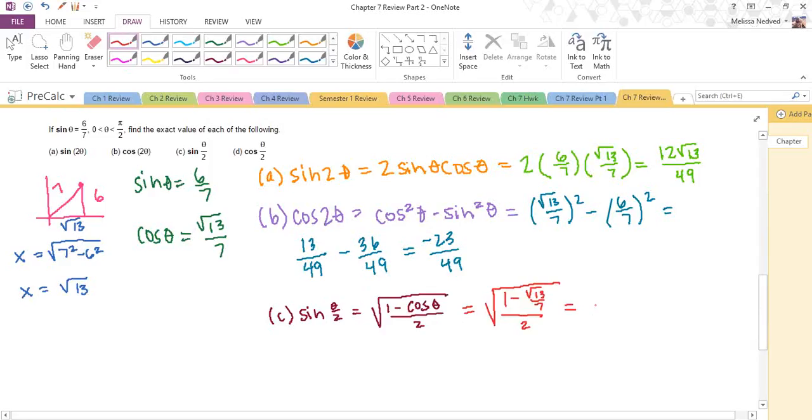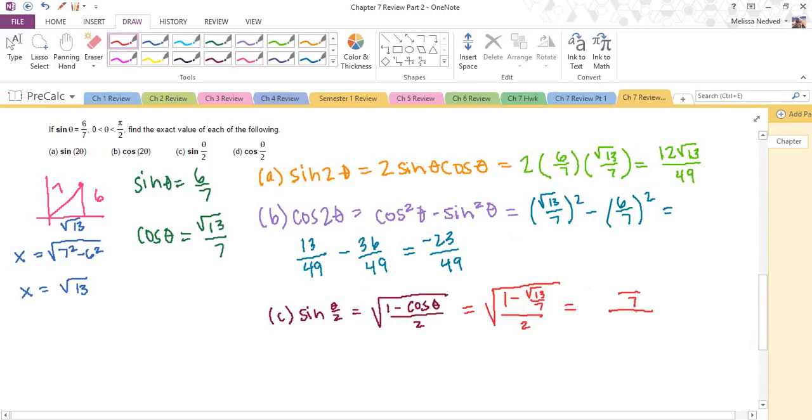And this is where I said give yourself some room. Simplifying can get a little bit ugly. Let's look at just my numerator here, 1 minus root 13 over 7. If I want to do the subtraction, I need my 1 to be a fraction with the same denominator as my second term. So I'm going to think of 1 as 7 over 7. Then I can subtract. And here's my fraction.